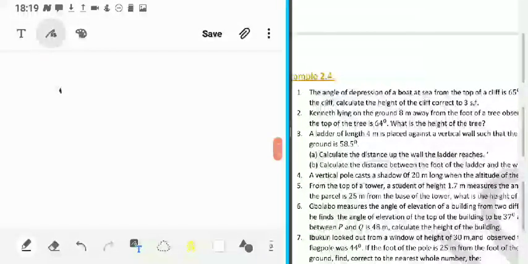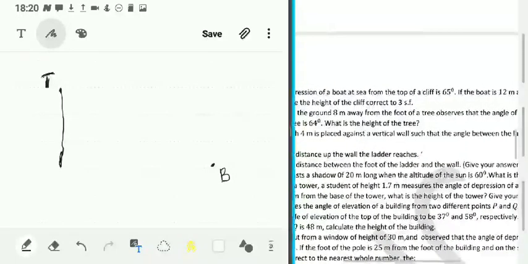So let's assume this is the cliff. This is the top of the cliff. The boat is somewhere on the sea, at ground level anyway. So let's call this B, B for boat, C for top of cliff. C is representing top. You can use any variable name you like, S, X, Y, whatever, but I will advise that you use something descriptive. The angle of depression from the top of a cliff is 65 degrees.